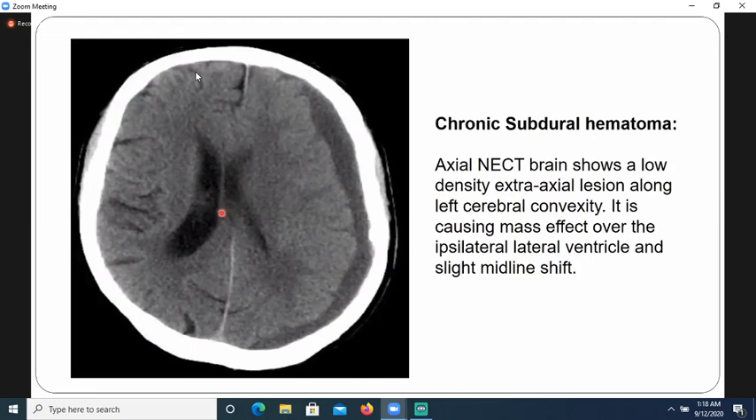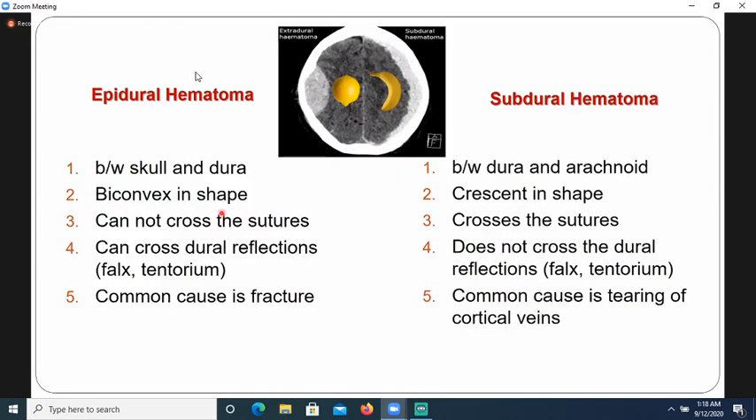The difference between the epidural hematoma and subdural hematoma. For the epidural hematoma, this is the radiological and the diagrammatic picture. It is just like a lemon shape, and this is the banana shape region. So epidural hematoma is between the skull and the dura. It is biconvex in shape, with this convex surface and this convex surface. It cannot cross the suture because it is between the skull and dura. I mean, periosteum is attached over the suture, and dura is attached to the suture, so it cannot cross the sutures.